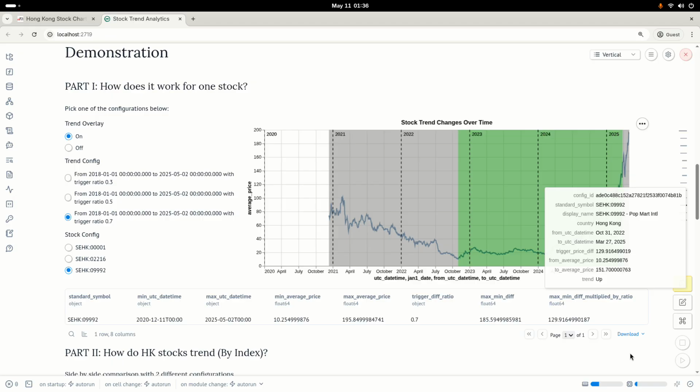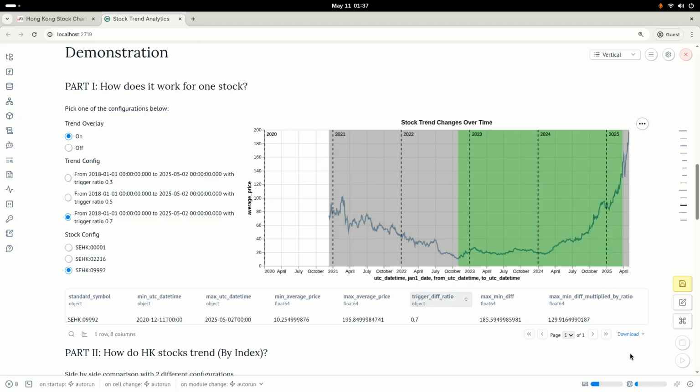if the minimum in the period and the maximum in the period differ by more than a certain trigger price difference. In this case, the trigger price difference is 129. This number is derived from a trigger diff ratio highlighted here, 0.7. This is a configurable parameter, and it basically refers to the threshold of the price change beyond which it's considered a change.